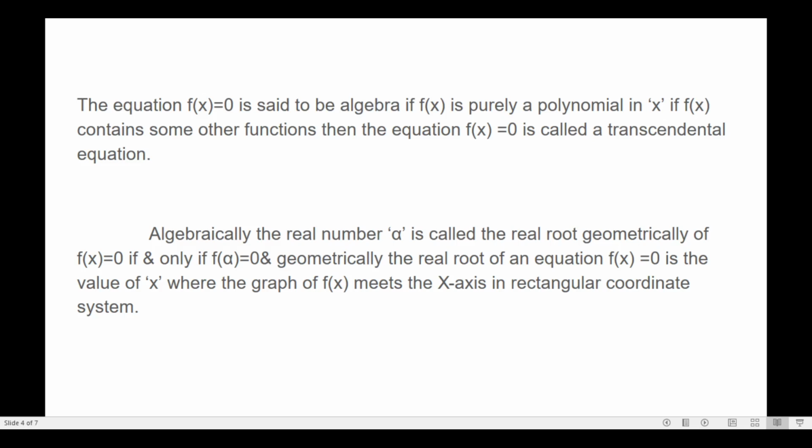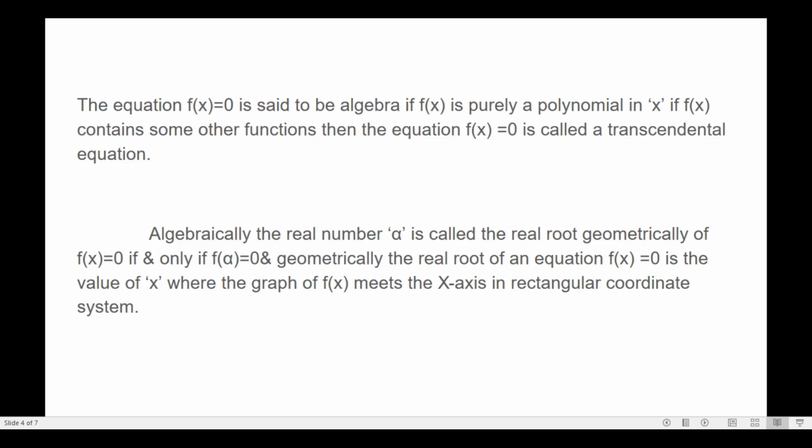Every polynomial equation of even degree whose last term is negative and the coefficient of the first term is positive definitely contains at least two real roots. One is positive, the other one is negative.